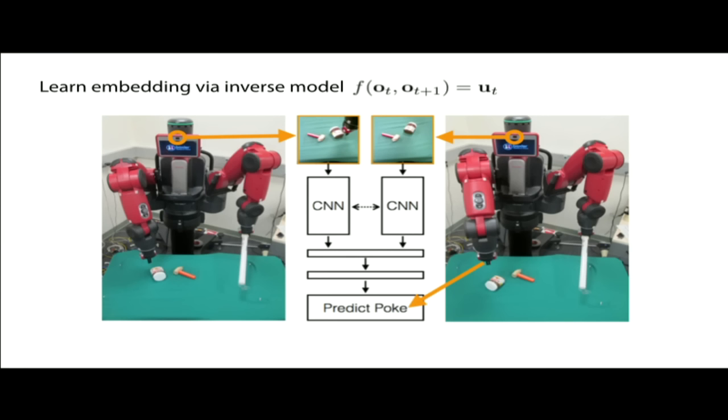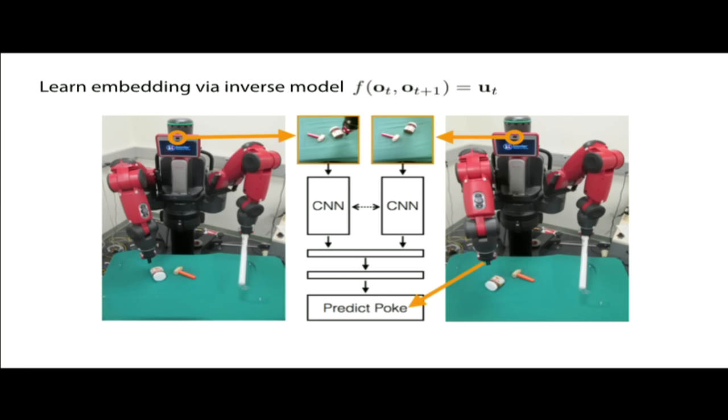The outputs of those neural networks are then concatenated together and passed through a fully connected network to predict the action that was taken. In this case, the action is the poke. What they're predicting is where they initialized the poke and what direction they moved for that poke. So it's a fairly low dimensional action.